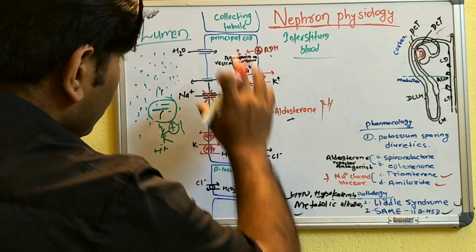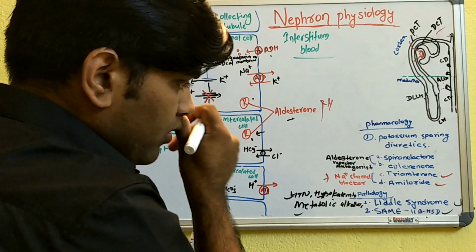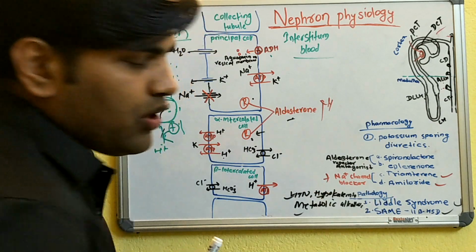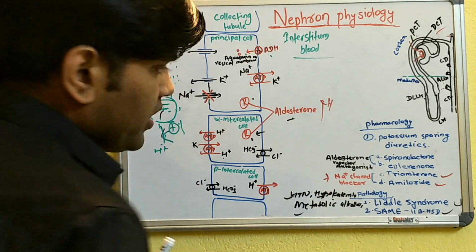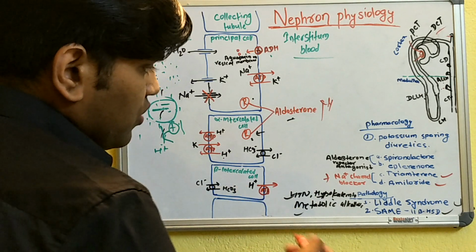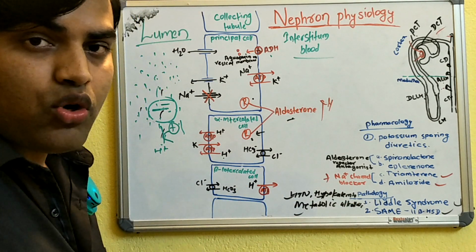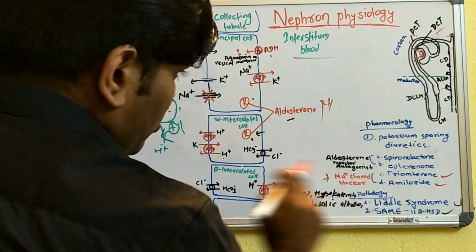Now we have understood the physiology, we have understood the pharmacology. Now let's understand two pathological conditions. There are two pathological conditions. One is known as Liddle syndrome, and one is the syndrome of apparent mineralocorticoid excess. Let me explain about Liddle syndrome.